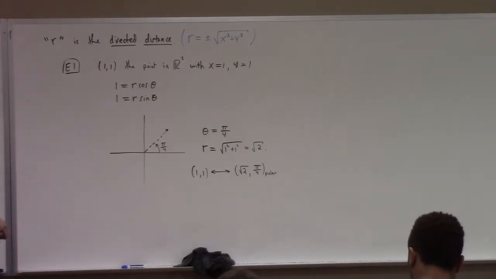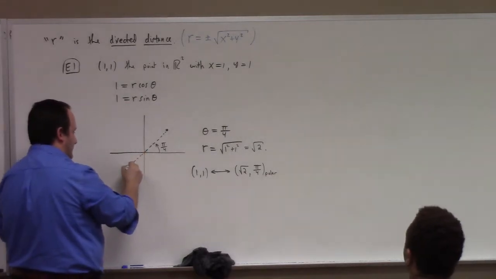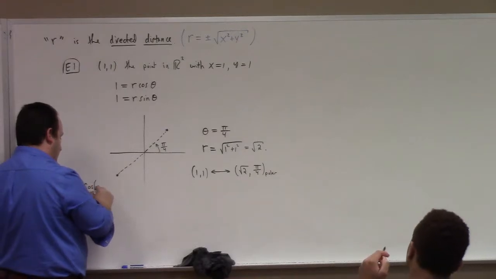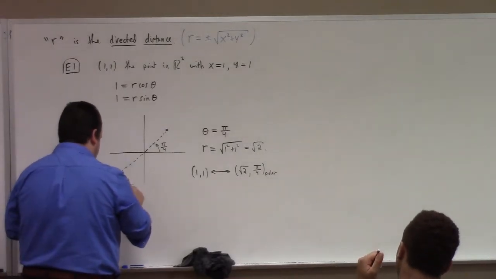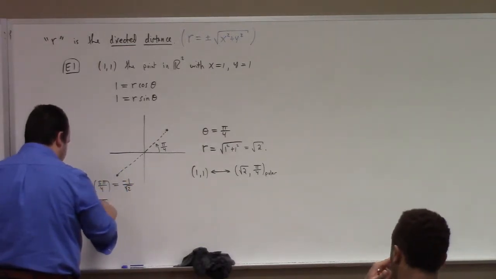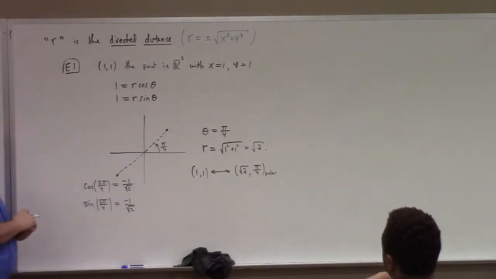But is there another choice of theta and r you could do here, which would also get you 1 and 1? How about over here, we've got cosine of 5 pi over 4 equals minus 1 over root 2. And sine of 5 pi over 4, you know what that is equal to? Minus 1 over root 2, right?